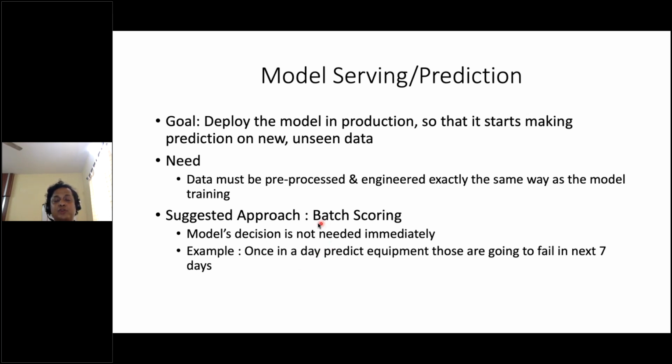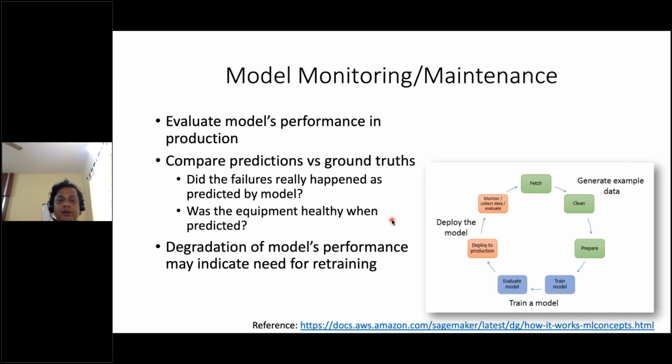So what kind of scoring do we use? We use something called batch scoring. Finally, we are in the last slide, but the most important slide. I have built a model, I have placed it in production. Is my work done? Is the work of a data scientist or a machine learning engineer done?